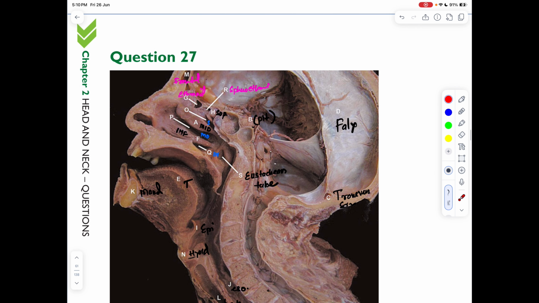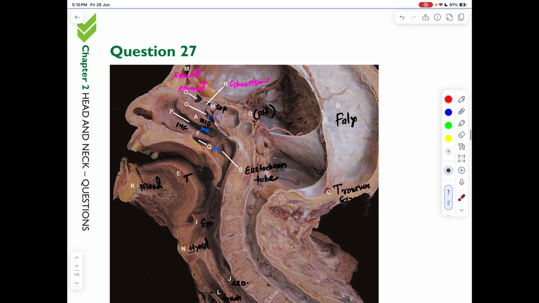Now what you see, name the structures A to N. So what is A? This one is the middle concha. This one is the inferior concha. And where is the superior? This one. Inferior, middle, superior. So three concha are like this. Then A is the middle concha, and B, this is the pituitary. This has to be the pituitary gland because pituitary fossa is like this.